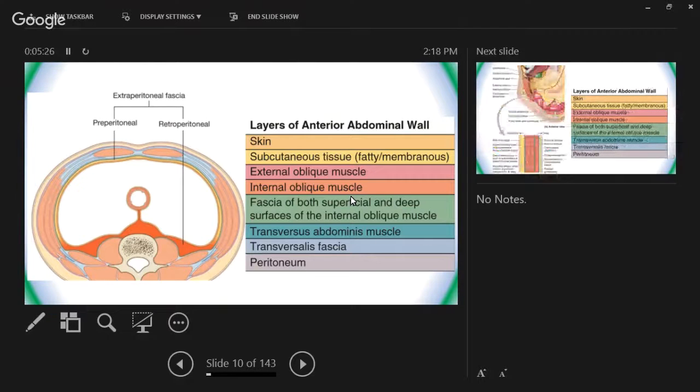Your layers of the abdomen are pretty important. You have skin, obviously, subcutaneous tissue, then the muscles, then transversus abdominis, transversalis fascia, and peritoneum.